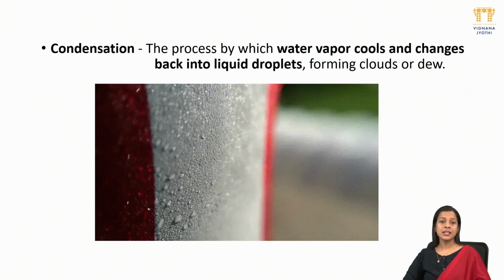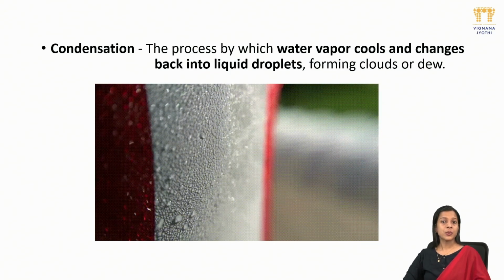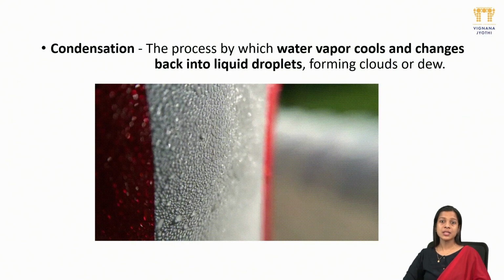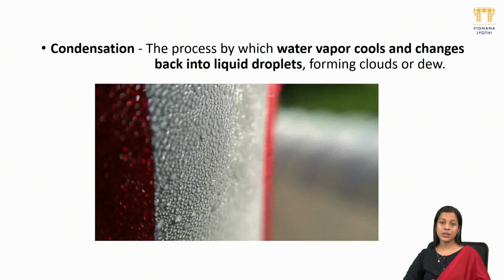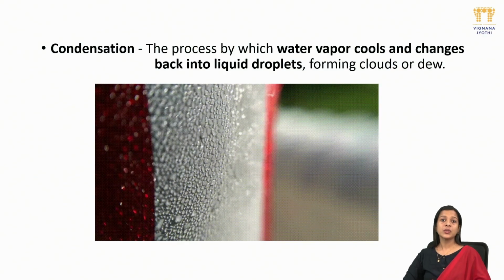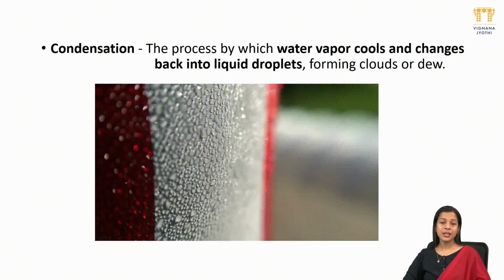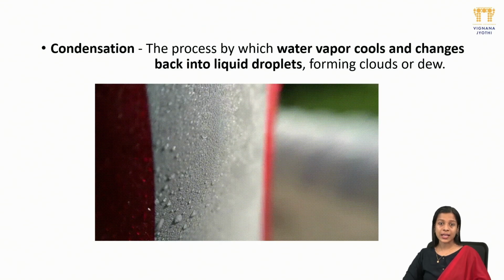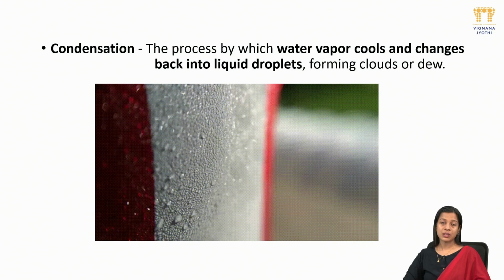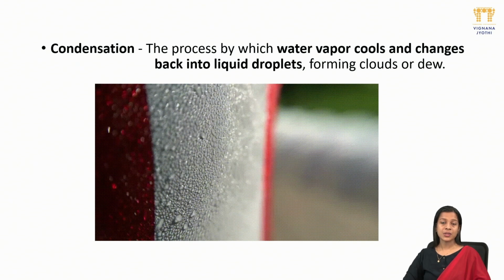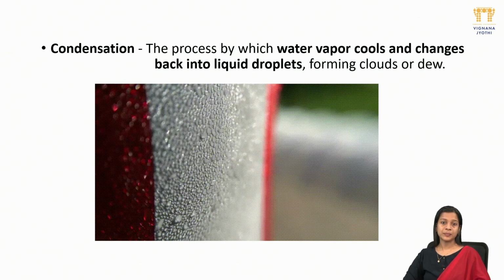Next one is condensation. Condensation is the process in which water vapor cools and changes back into liquid droplets. This process leads to cloud formation, fog and dew formation. A common example is the formation of water droplets on the outside surface of a cold water bottle.